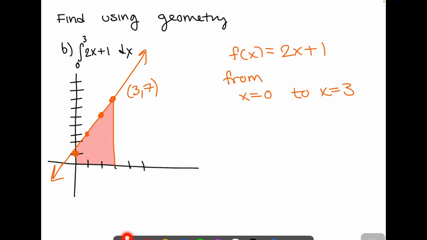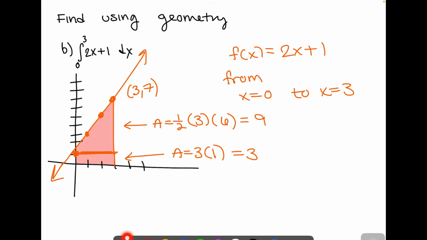This region is technically a trapezoid, but I can divide it up into a triangle and a rectangle. To help me find my area, I might label some points. So I do know that my y-intercept is at y equal 1. And then the right side of this object, when x equal 3, if I plug 3 into this function, 2 times 3 plus 1 is 7. So that should be the point 3, 7.